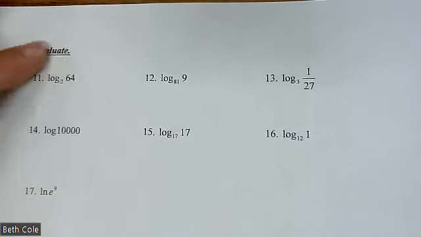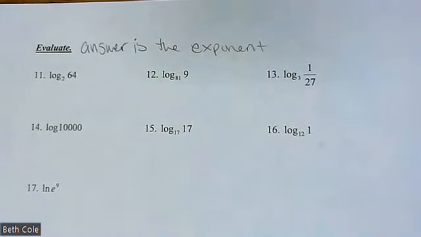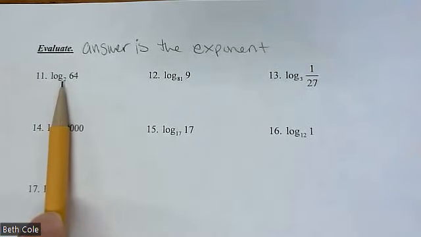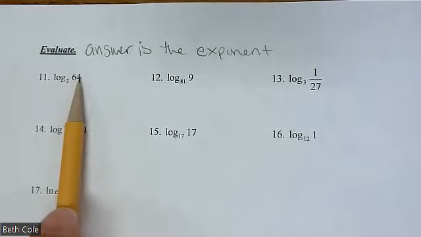So when this says evaluate, when you're evaluating a logarithm, let's write this down. Your answer is the exponent. Remember I said that's the big takeaway? You've got to get that. The logarithm equals the exponent. Your answer, what you're looking for, is the exponent. So what this is asking you is 2 to what power is going to equal 64?